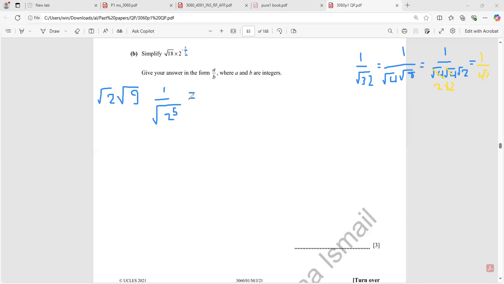And now we're going to say it is root 2 multiplied by root 9, which is 3, over 4 root 2. We already get it here, 4 root 2. Okay, so we're going to cancel. So the final answer, 3/4, and done. Let's see the next.